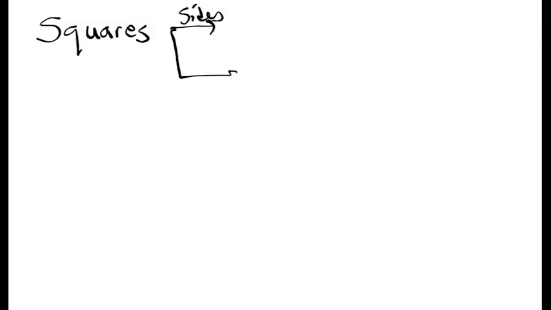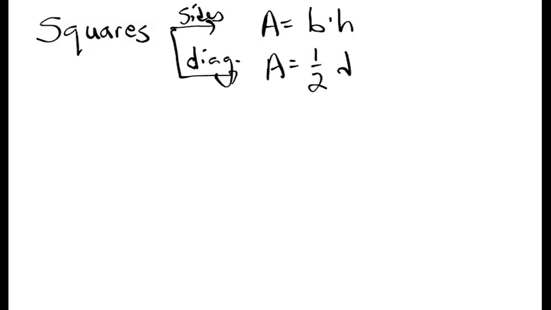So to recap what we talked about today, you have your squares, where you have to make a decision. Are you using sides? Or are you using diagonals? If you're using your side lengths, you're going to use the formula base times height. If you're using your diagonals, I would use the formula 1/2 diagonal 1 times diagonal 2.